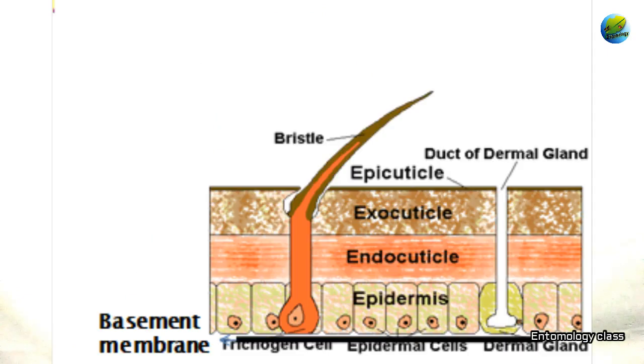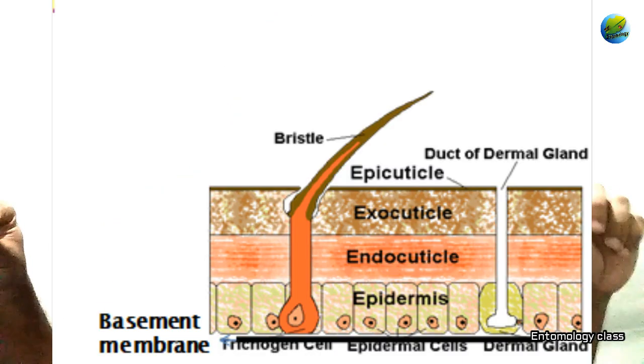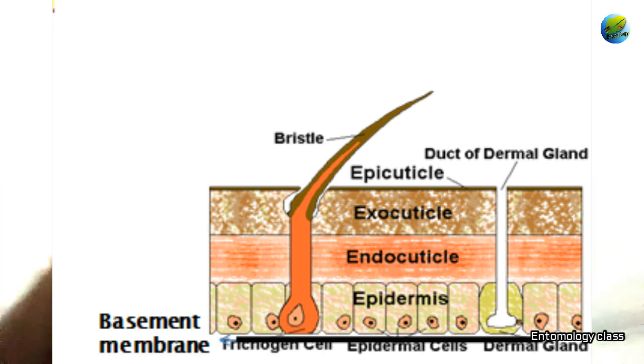Starting from the basement layer. The basement layer separates the insect's integument from the insect blood cavity, otherwise called the hemocoel. It is on the basement membrane that our epidermis sits. The layer of cells, the basement layer, is formed on which our epidermis lies. So this is the function of the basement membrane.